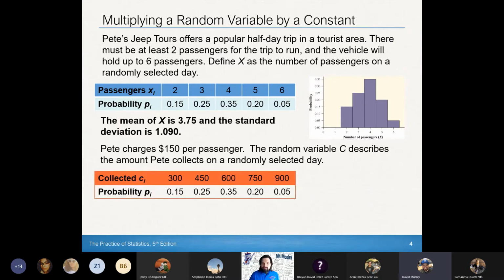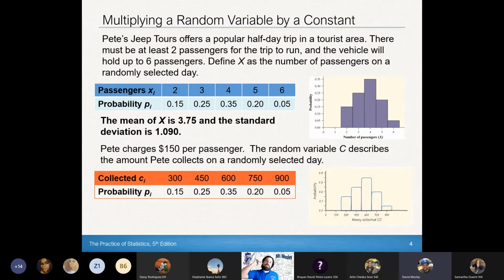With that, Pete charges $150 per passenger. The random variable C describes the amount Pete collects on a randomly selected day. Right, to go from X, number of passengers, to C, money collected, all we do is multiply the number of passengers by the price per passenger, $150, and that converts 2 to 300, 3 to 450, 4 to 600, and so on. The probabilities of each of these amounts being collected is the same as the probability of the number of people that result in those amounts. All right, those probabilities don't need to be adjusted.